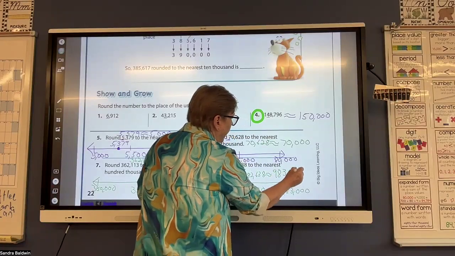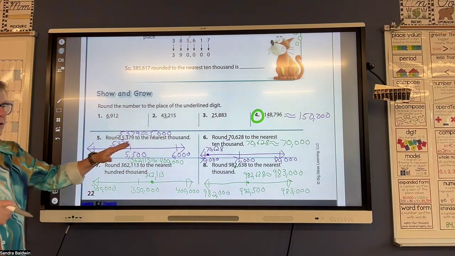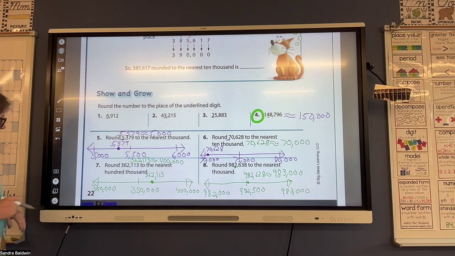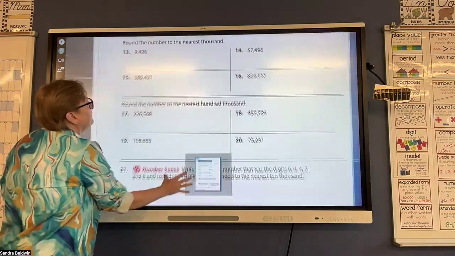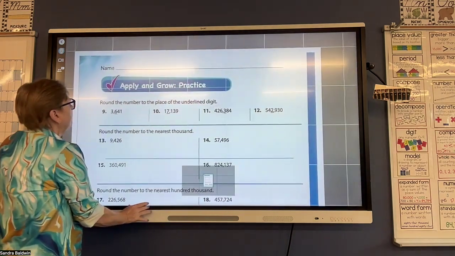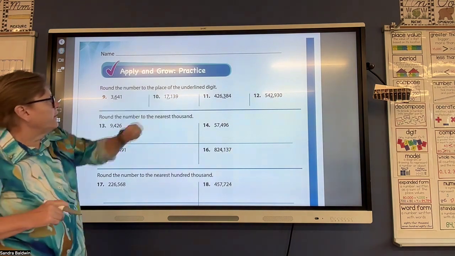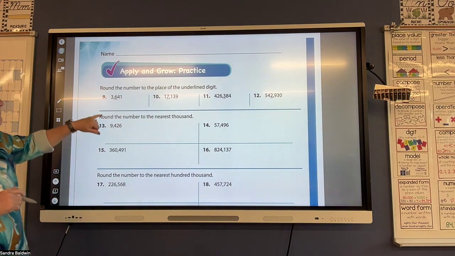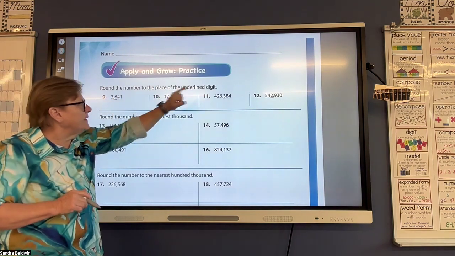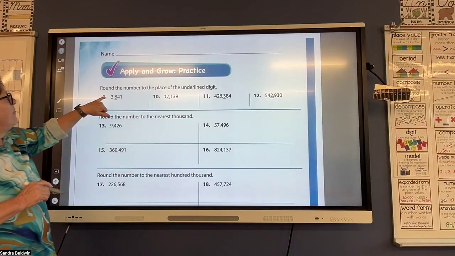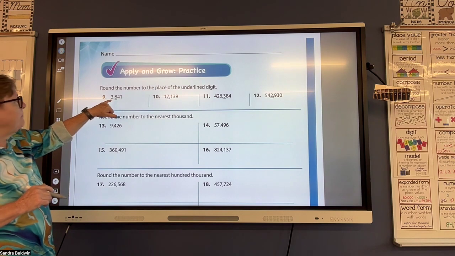You do it the same way, whether it's small digit numbers or large digit numbers. The rule is the same. We had to do through 9 and 10. We'll make this a little bit bigger. I don't have as much room here, so I'll use over there for the number line. The directions, round the number to the place of the underlined digit. Number 9, 3,641. So I'm going to round it to the nearest hundred.